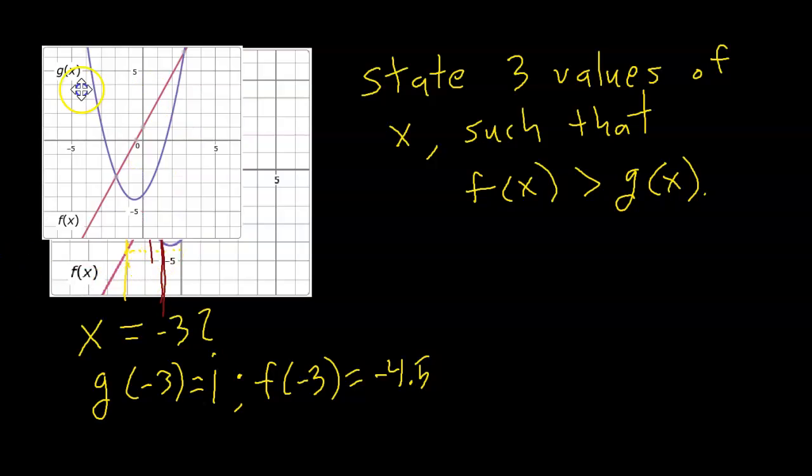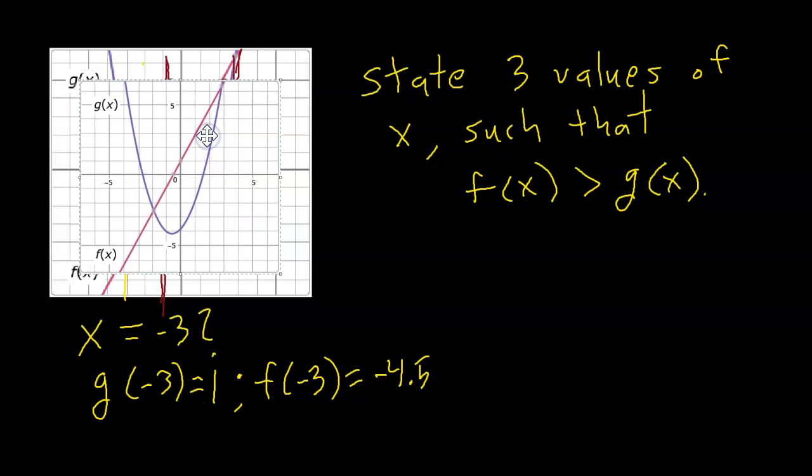Let me get a new, clean version of this graph for a minute. So at what 3 values, or at least pick 3 values for which f of x is greater than g of x. There's infinitely many, but let's pick a couple. Well, what about x equals 1? At x equals 1, right here, see, f of x is greater than g of x.